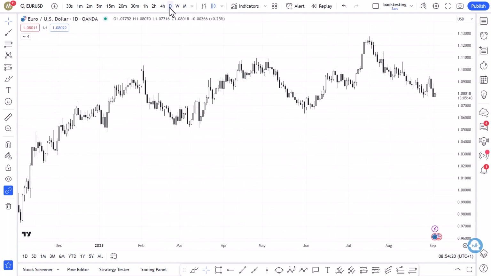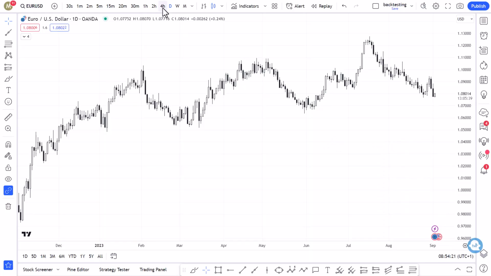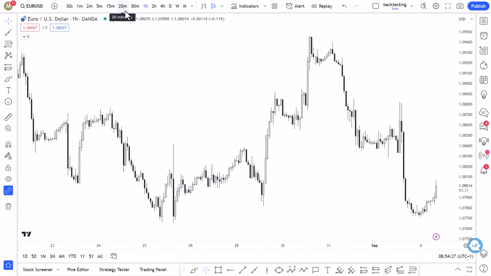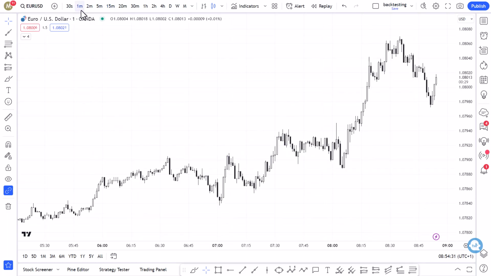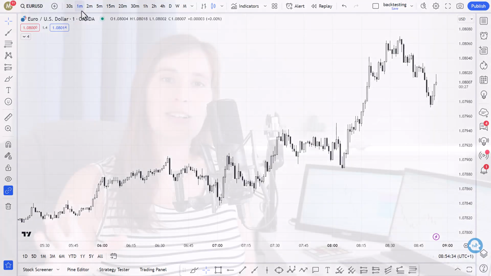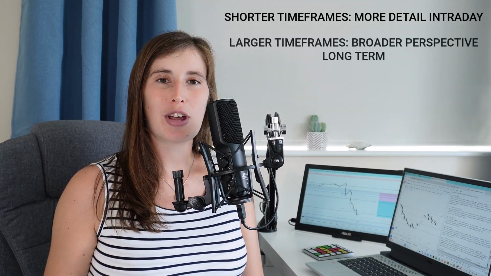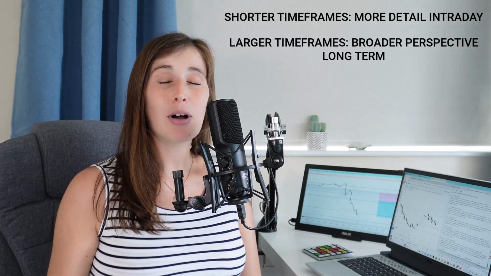And if you are a day trader like myself, you may prefer what's called intraday time frames. So these include faster time frames such as a 4-hourly time frame, a 1 hour, 30 minutes, 5 minutes, or maybe even a 1 minute time frame. Shorter time frames provide more detail over those intraday price movements, while larger time frames offer a broader perspective on the longer term trend and market cycles.